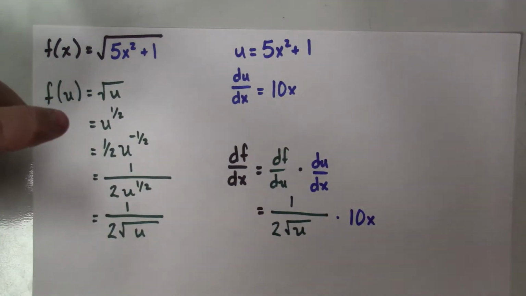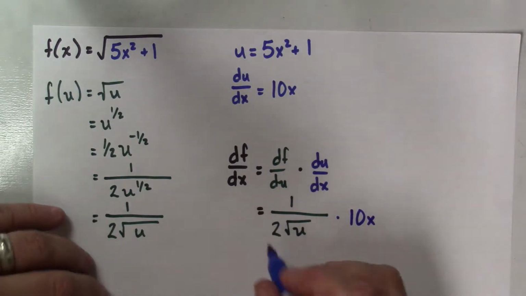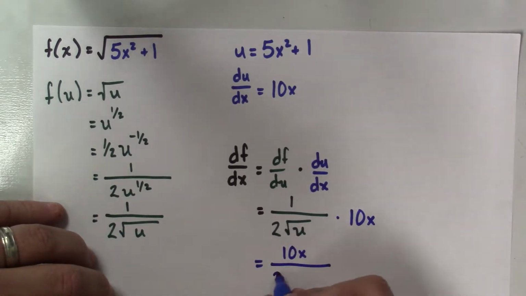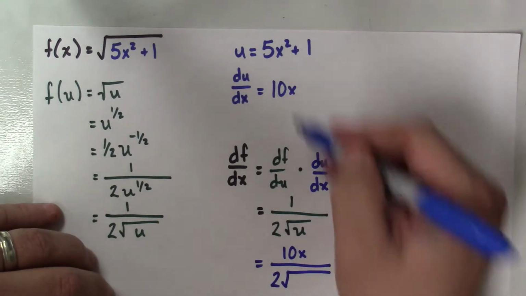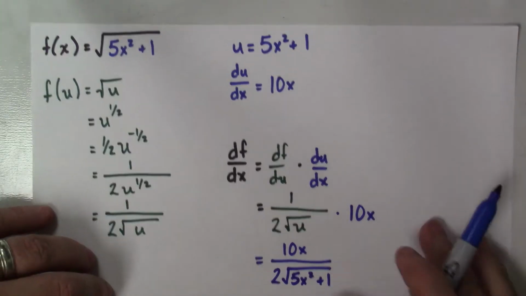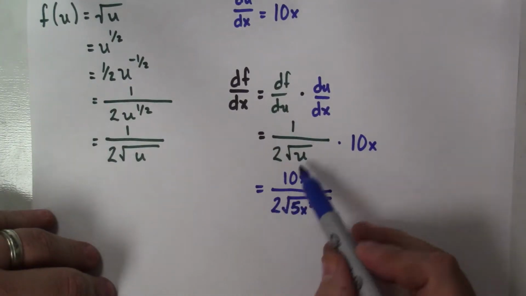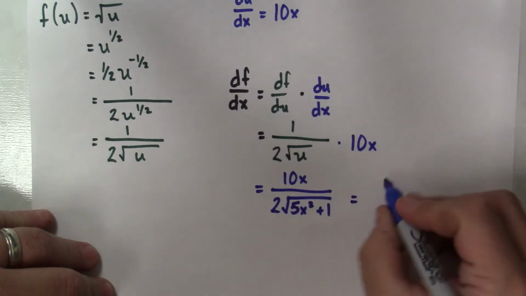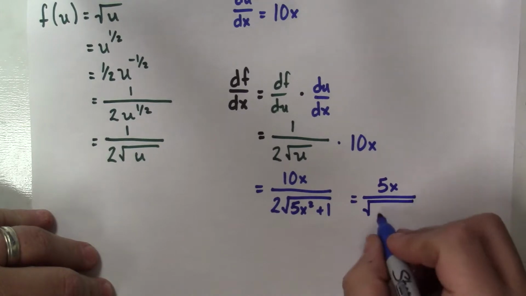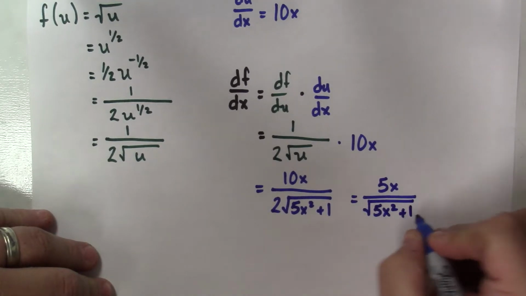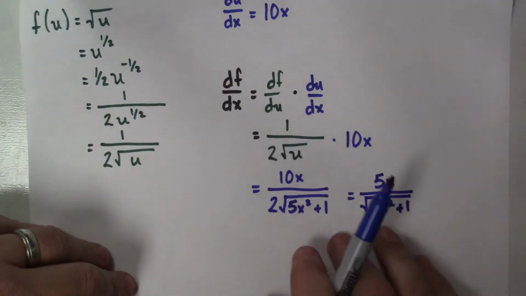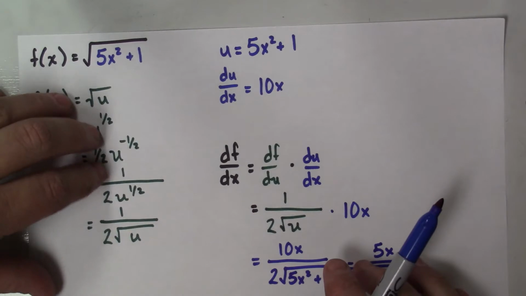So now I'm going to start putting this all together. We'll finish this out in blue. I've got 10x on top over 2 times the square root, and I'm going to go ahead and substitute back in for u. So I've got 5x squared plus 1. Now, what is nice here, 10 divided by 2 is 5. So I've got 5x on top over the square root of 5x squared plus 1. And that's it. I'm done. I'm not going to simplify that anymore. So that is our example that involved a radical.